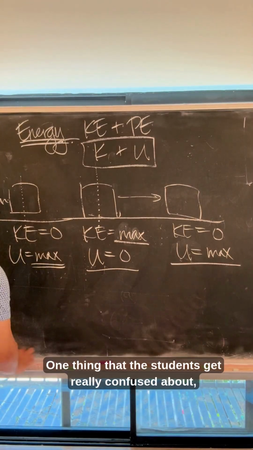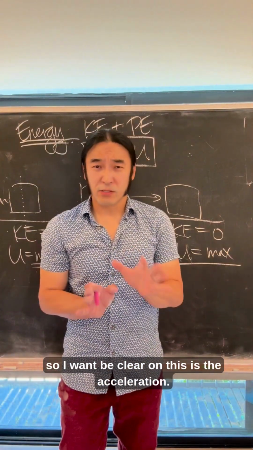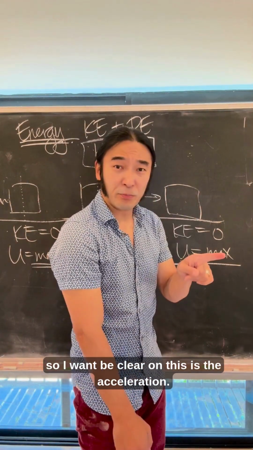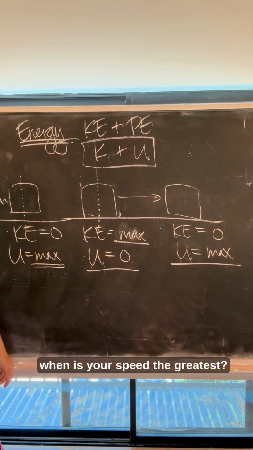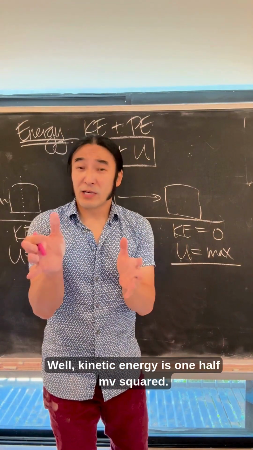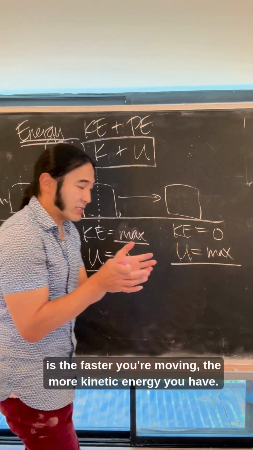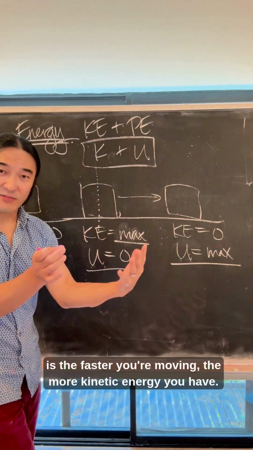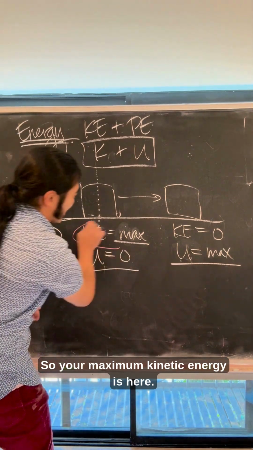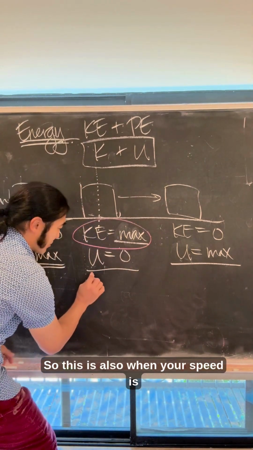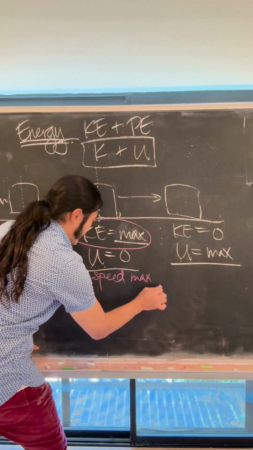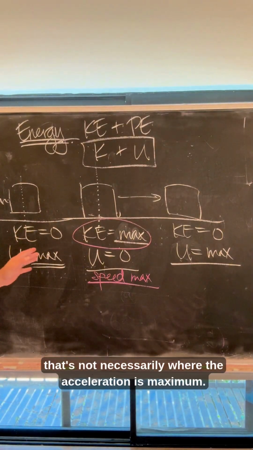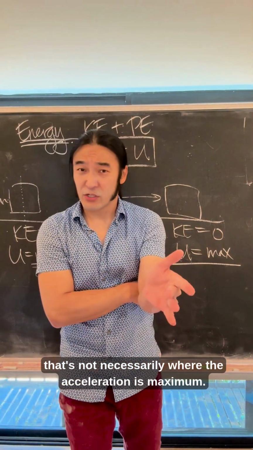One thing that the students get really confused about, so I want to be clear on this, is the acceleration. So first, quick observation. When is your speed the greatest? Well, kinetic energy is 1/2 mv squared. And what that means really is the faster you're moving, the more kinetic energy you have. So your maximal kinetic energy is here, but this is also where your speed is maximal. However, that's not necessarily where the acceleration is maximal.